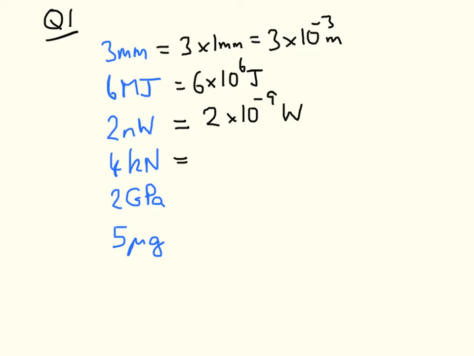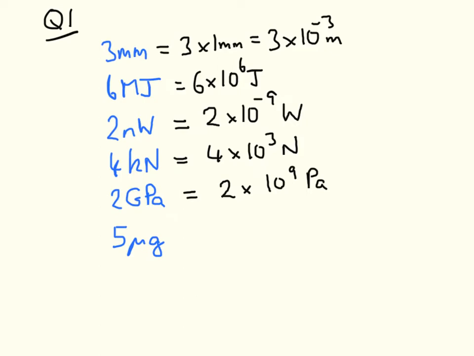The next one is 4 kilonewtons, so it's 4 times a kilonewton, and a kilonewton is 10 to the 3 newtons. The next one is 2 gigapascal, and a gigapascal, or a giga of anything, is a billion, and a billion is 10 to the 9. So that's 2 times 10 to the 9 Pascal.